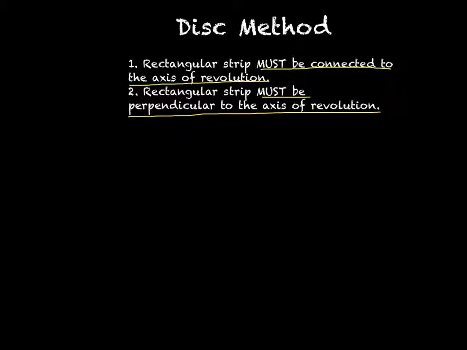So let's just see how this works out here, and these are things that you really have to visualize as much as possible. So let's say we have the x-axis here, and let's say the curve that we're given is just something simple like y equals x squared. And we want to take a strip and rotate that around the x-axis.